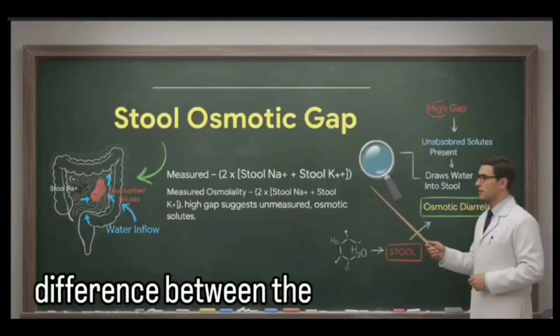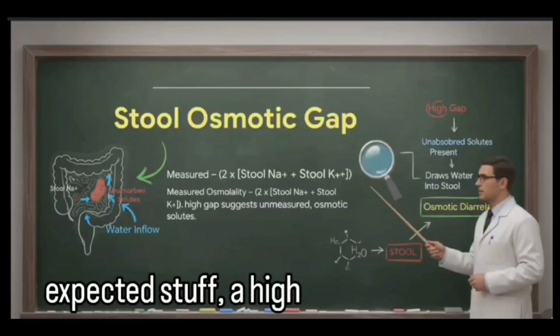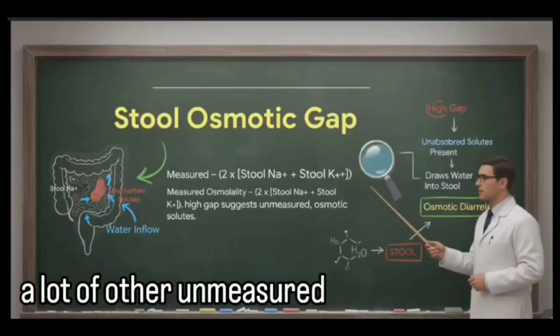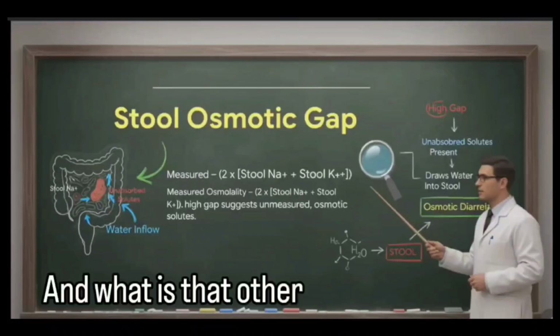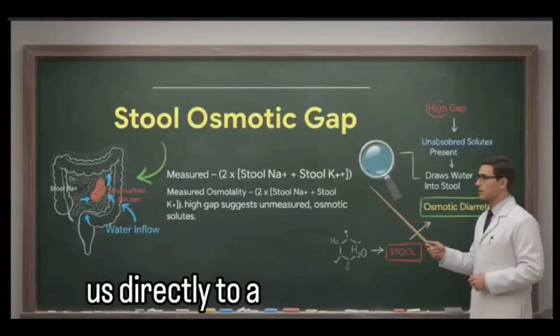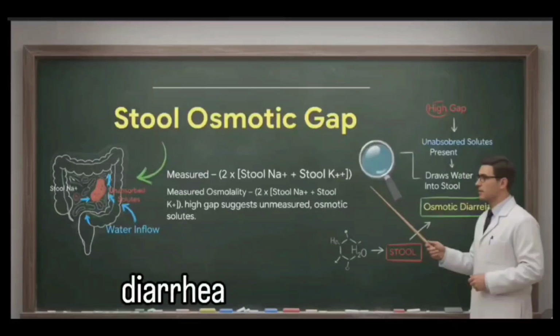Now, if there's a big difference between the total stuff and the expected stuff, a high gap, what does that tell you? It tells you there is a lot of other unmeasured stuff in there. And what is that other stuff? Those are our unabsorbed solutes, and that points us directly to a diagnosis of osmotic diarrhea.